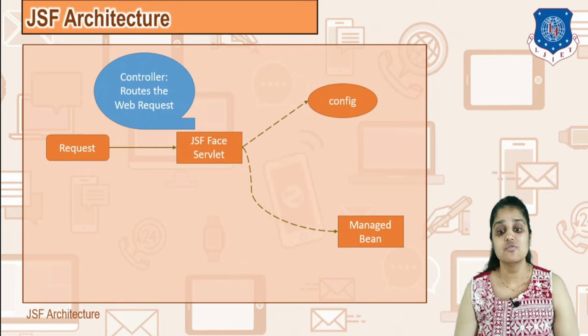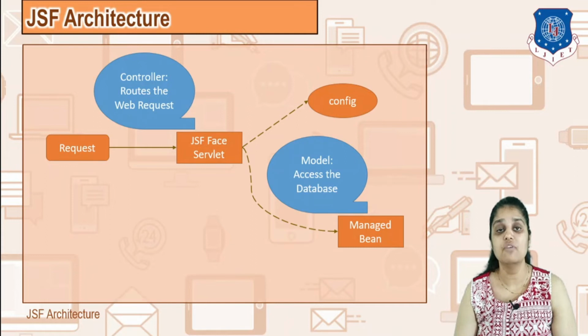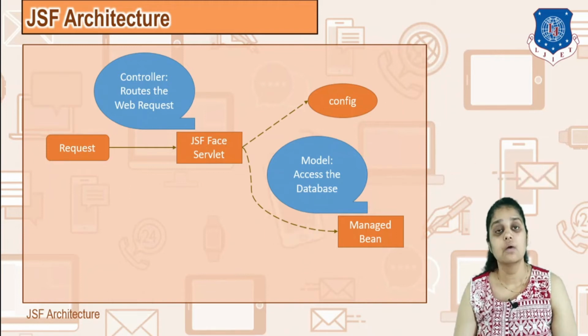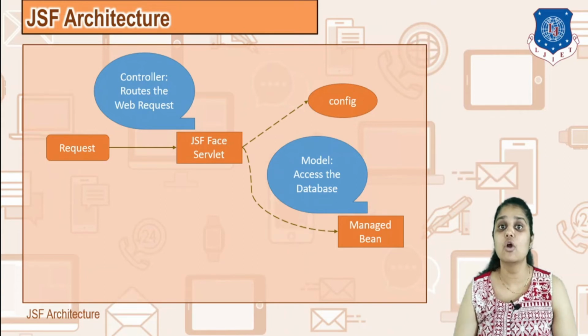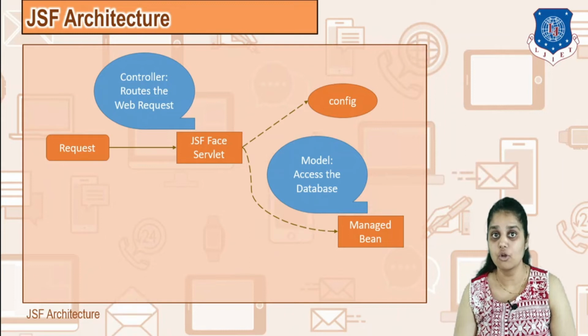Okay, so this Faces Servlet is actually going to read the config file. It is going to read the bean file, and based on that it is going to redirect you to a specific page. Now the managed bean here is a model. This model can be used to access the database, so you can say that it is similar to your Hibernate POJO file. It will have some variables and getter and setter methods, and using these you are going to access or communicate with the database. So this is your M part, or the model part.